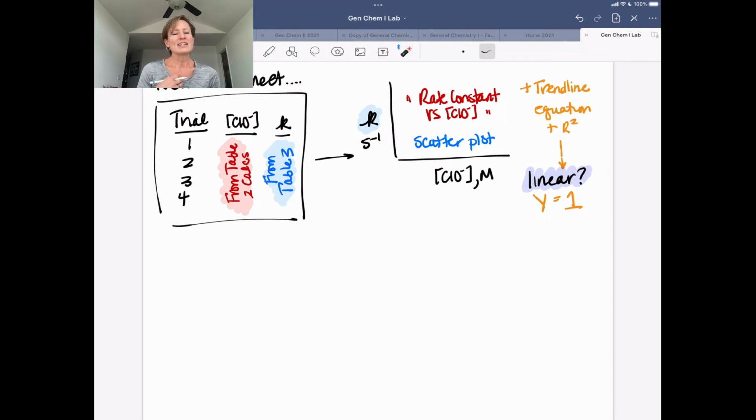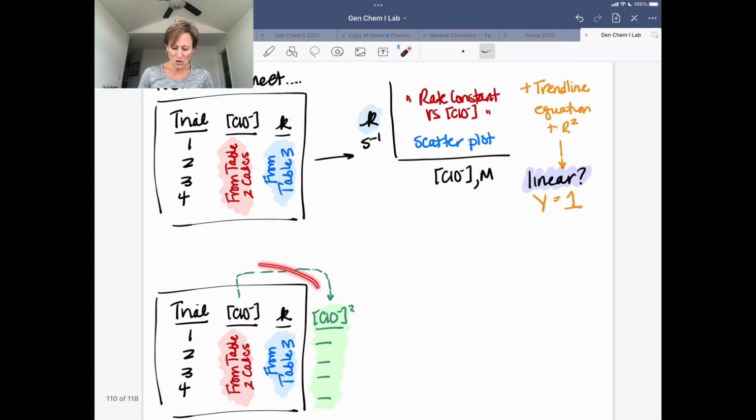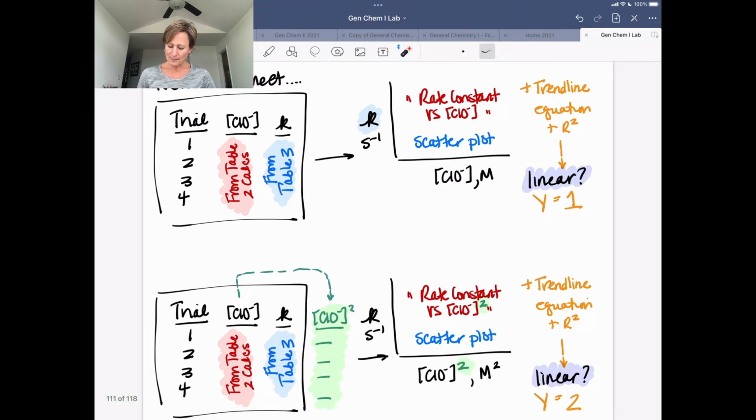Okay, we need to check and see, well, maybe it's something else. So we need to make a new column of data. Watch how this works. We're going to take our hypochlorite concentrations and we're going to square them. We'll learn how to do this in Excel, but you're going to make these 4 values here that are essentially the square of the hypochlorite ion concentration. We're going to plot that data. Now it's going to be rate constant versus the square of the hypochlorite ion concentration. Label the plot rate constant versus hypochlorite ion concentration squared.